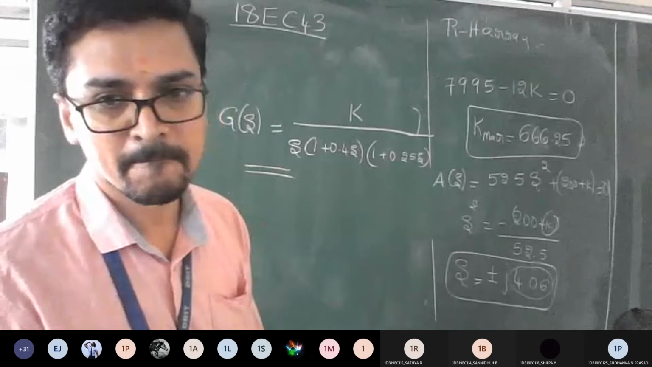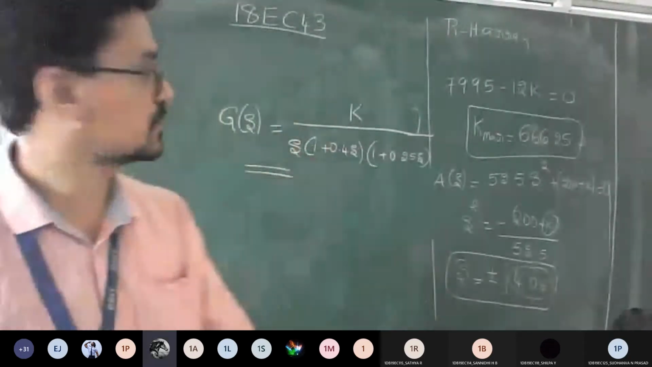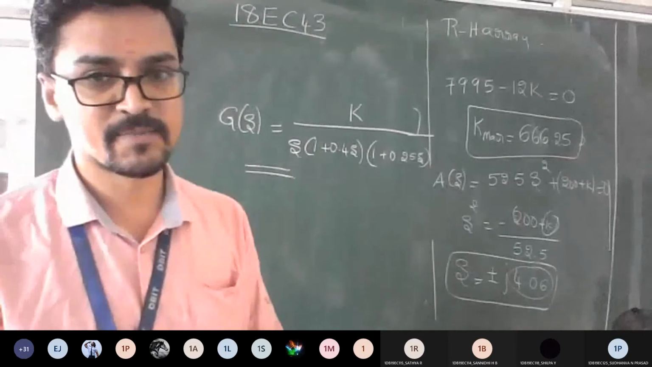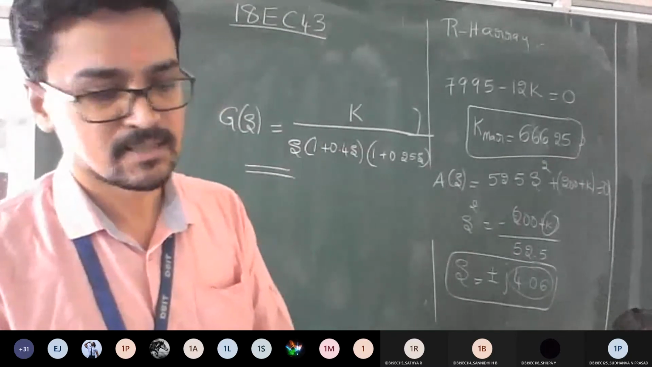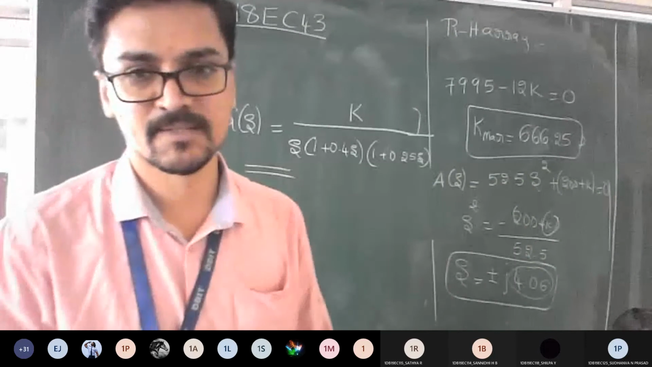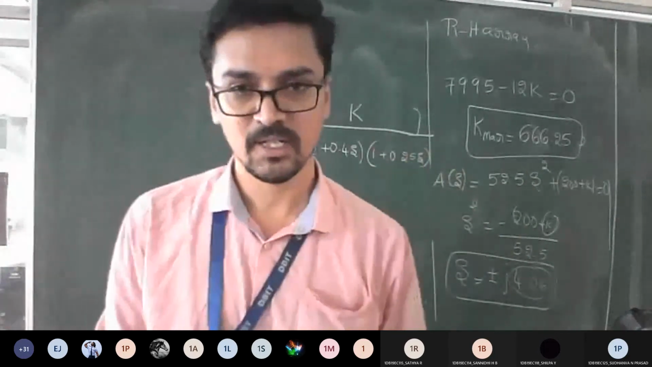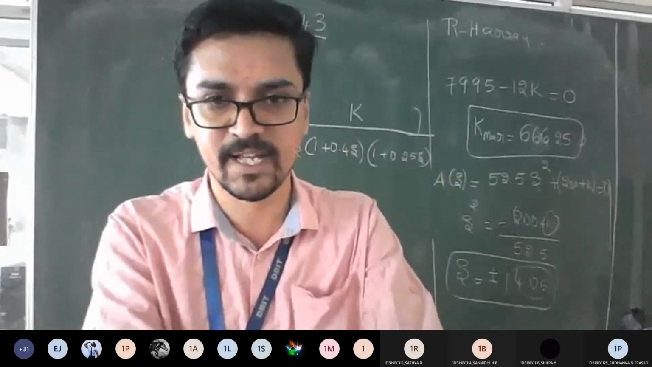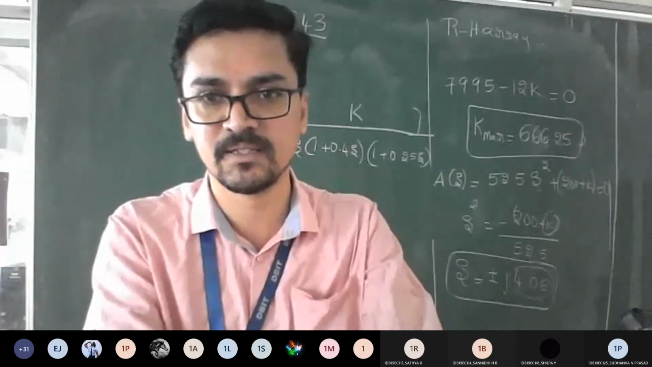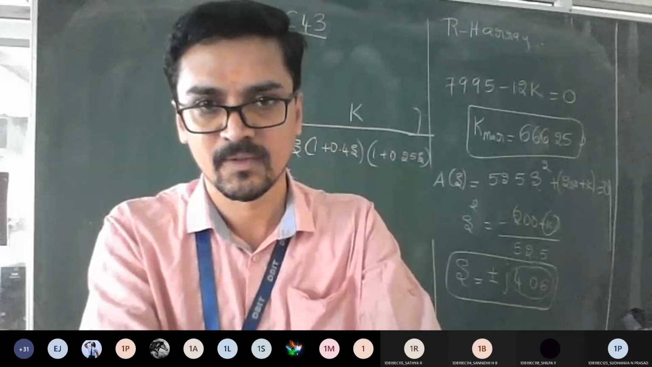Is it okay? Is it fine till here? You just make a note of the question. Is it visible? K divided by s into (1 plus 0.4s) into (1 plus 0.25s). Try to solve this problem and the previous problem which I taught you. That completes your RH array for 20 marks for the exam. Next class we will deal with your root locus.